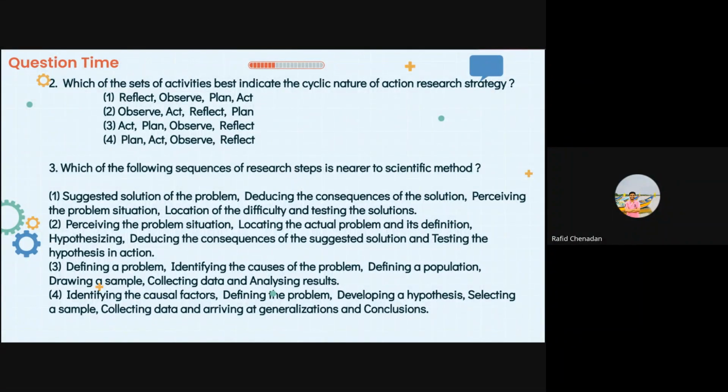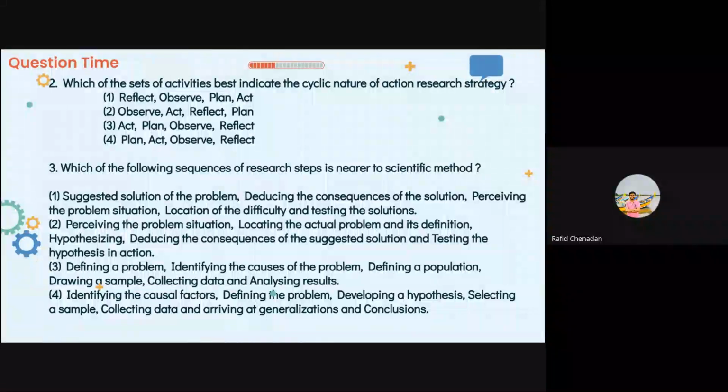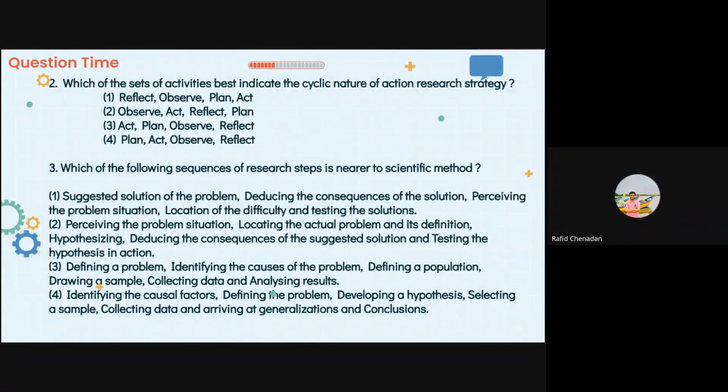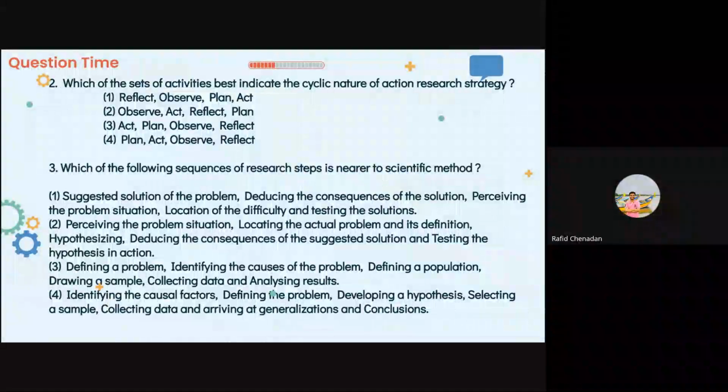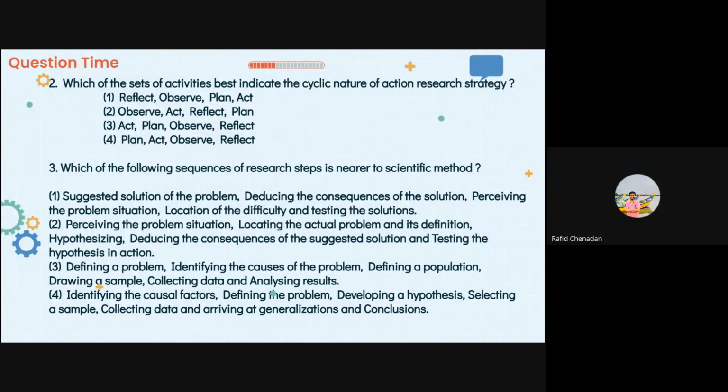And there are people who gave 2. Now let's see what's wrong with 2. Perceiving the problem situation, locating the actual problem and its definition, hypothesizing. That is exactly what is wrong with it. The hypothesis immediately follows the problem. Once you know the problem, you have to make a hypothesis. We'll talk about hypothesis later in detail.